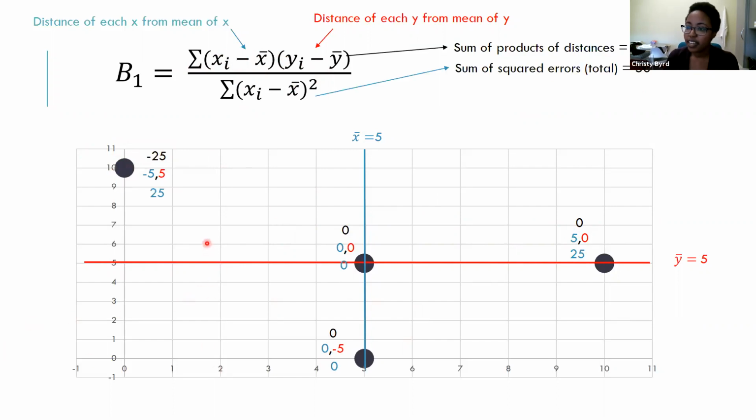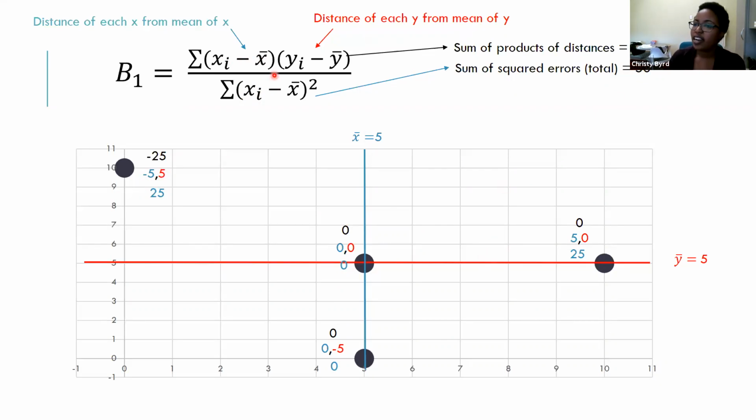To get our denominator, we're going to take our distance from x and square it. So those are our blue numbers here. So -5 times -5 is 25. 0 times 0 is still 0. That's here and here. And then 5 times 5 is 25. So if we sum up our distances down here, what we're getting is 50 total. So 25 plus 25 plus 0 plus 0. So that's our sum of squared errors once again, and we get a 50.